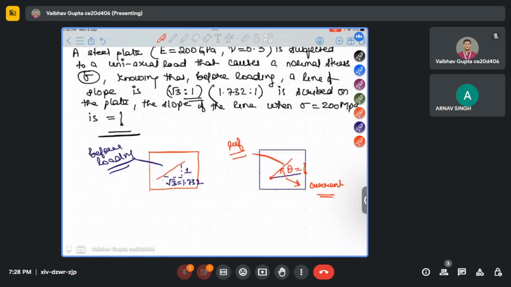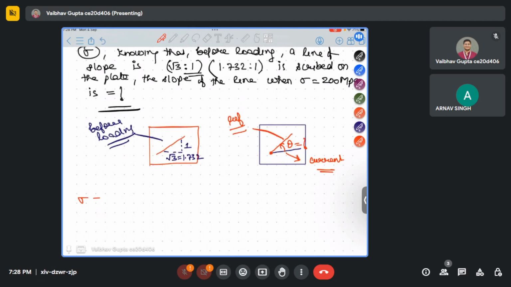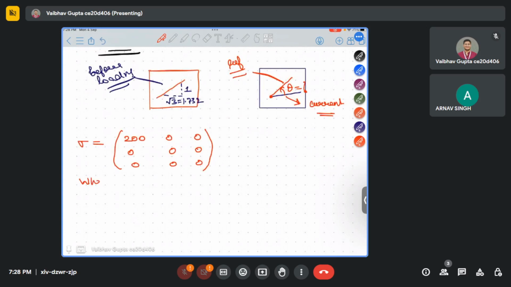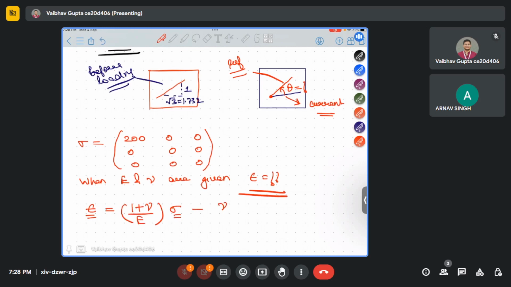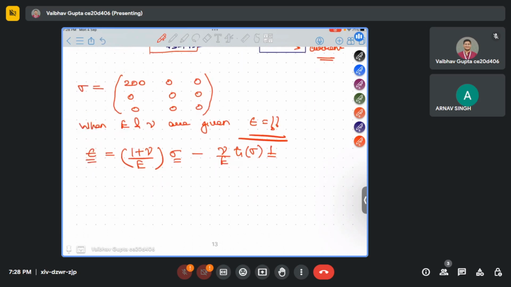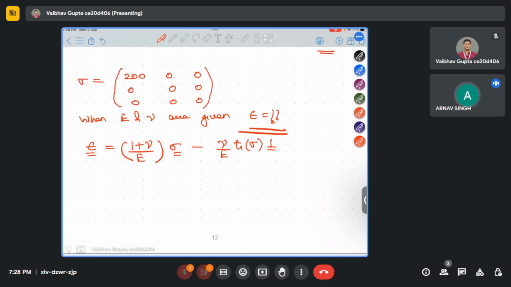First of all, they have given us stress. Uniaxial stress. So what is the stress matrix? 200, 0, 0, 0, 0, 0. You know, when E and Poisson's ratio are given, how to find epsilon? Epsilon is nothing but (1 plus nu) upon E into sigma minus nu upon E trace of sigma into identity matrix. This is the formula we have seen in the previous week. So now we'll calculate the strain epsilon.